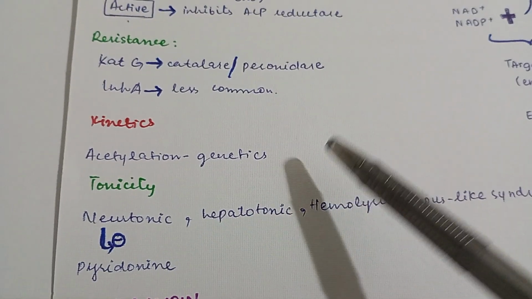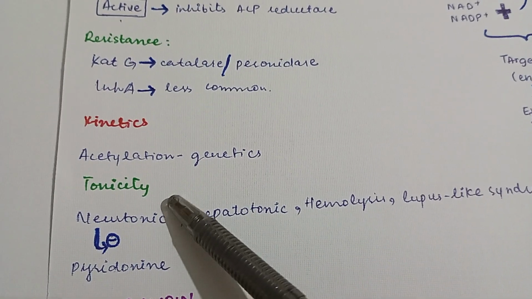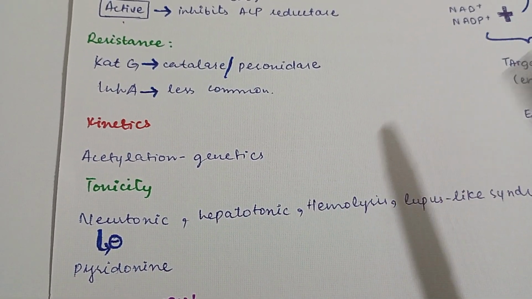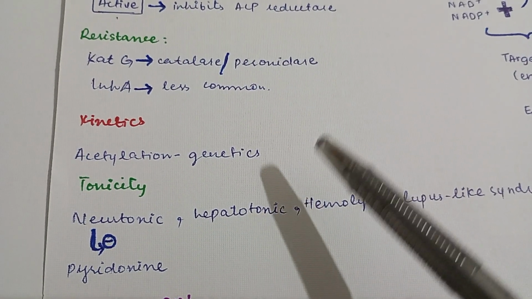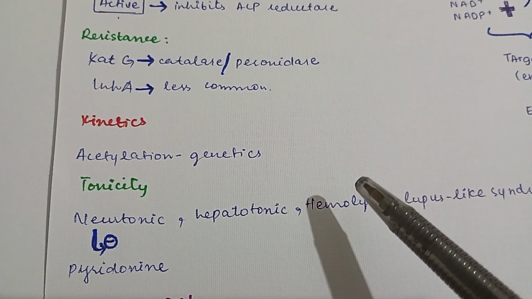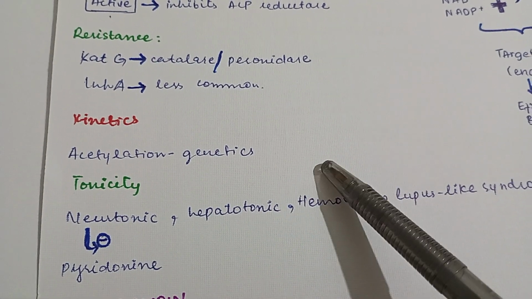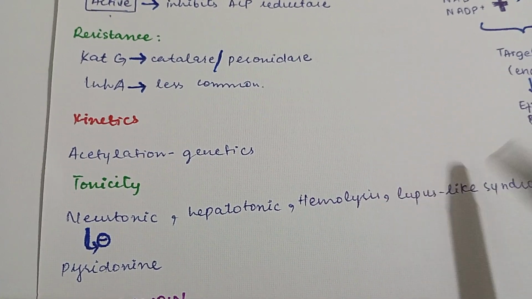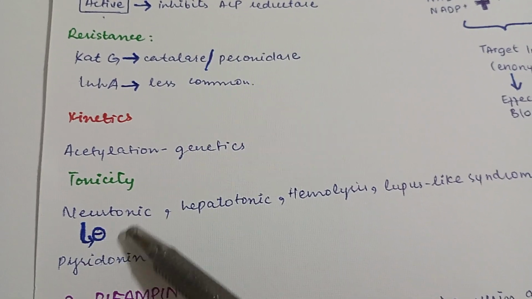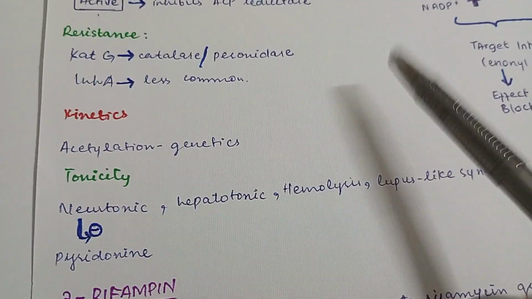Now let's move towards the toxicity of the drug. It's neurotoxic. That means it causes restlessness, seizures, etc., the neurological problems. Hepatotoxic, that means it is going to cause hepatitis, derangement in LFTs, etc., hemolysis, and rarely lupus-like syndrome. So the neurotoxic symptoms can be reduced by the administration of pyridoxine.